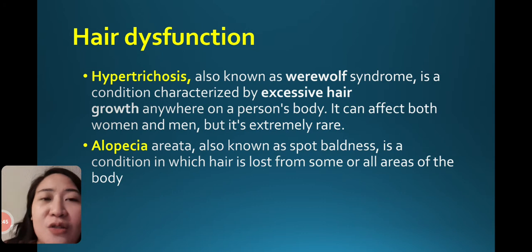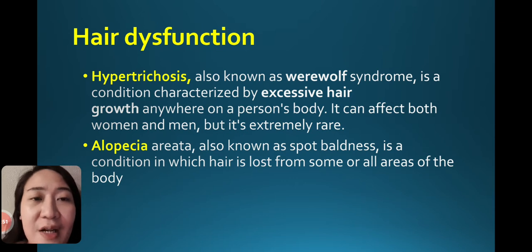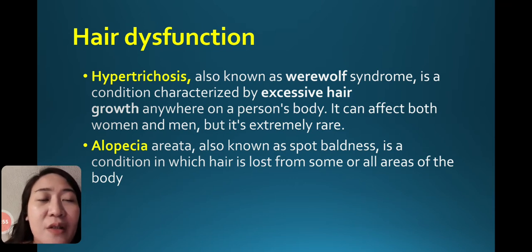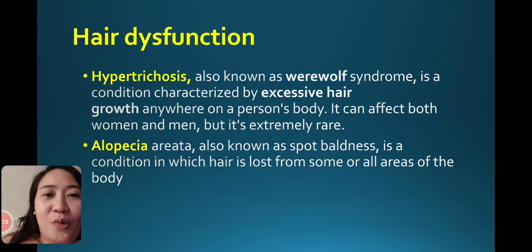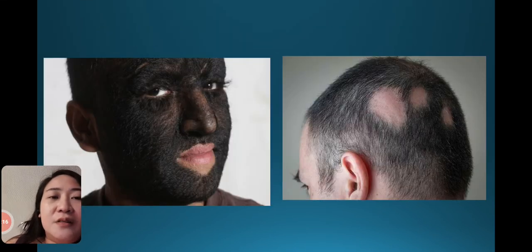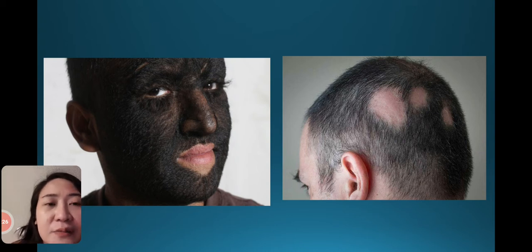So, hair dysfunction, we have different dysfunctions. Hypertrichosis, also known as werewolf syndrome, is a condition characterized by excessive hair growth anywhere on the person's body. It can affect both women and men, and is extremely rare. Alopecia areata, also known as spot baldness, is a condition in which hair is lost from areas of the body. Gusto mo alopecia o hypertrichosis? Wala po. So, this is hypertrichosis or werewolf syndrome. See the other picture? Is the patch. Yun ang ating alopecia areata.